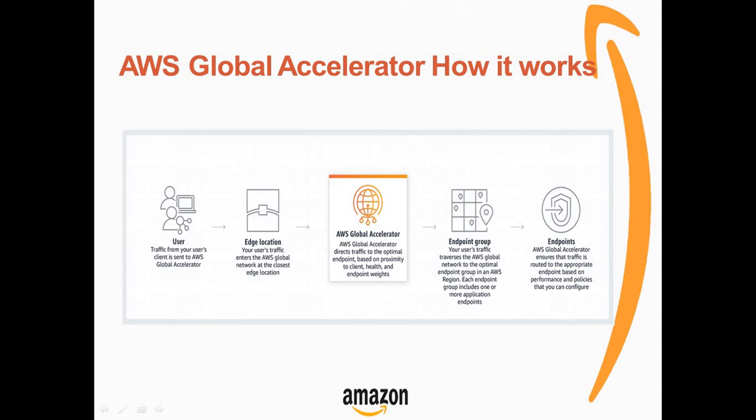Each endpoint group includes one or more application endpoints. So basically, your traffic reaches the endpoint group endpoints. AWS Global Accelerator ensures that traffic is routed to the appropriate endpoint based on performance and policies that you can configure. So you can configure these performance and policies for better performance.